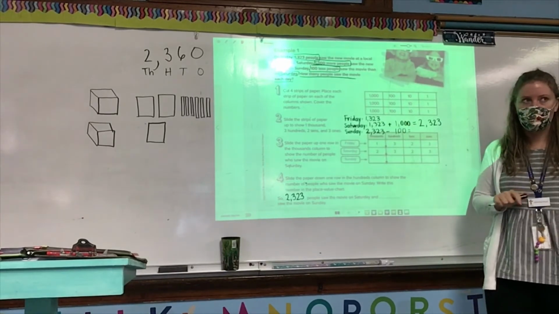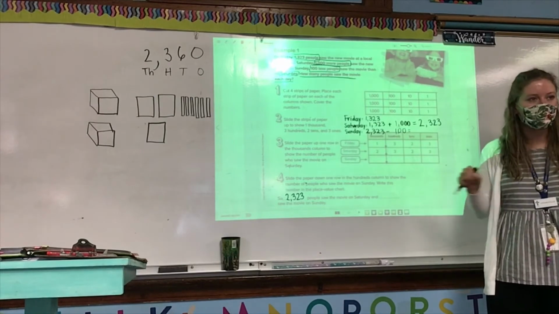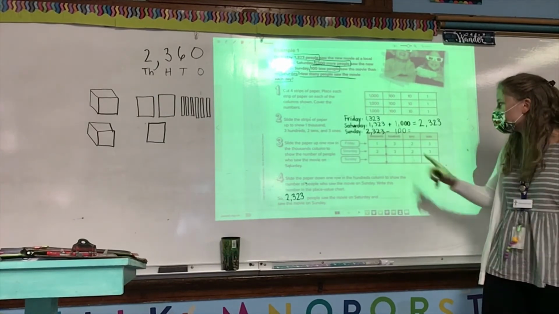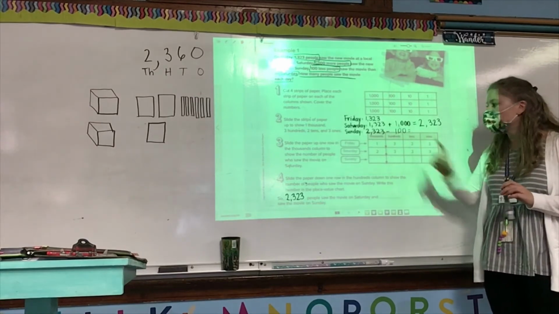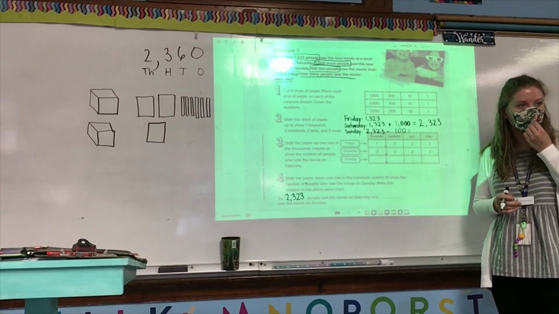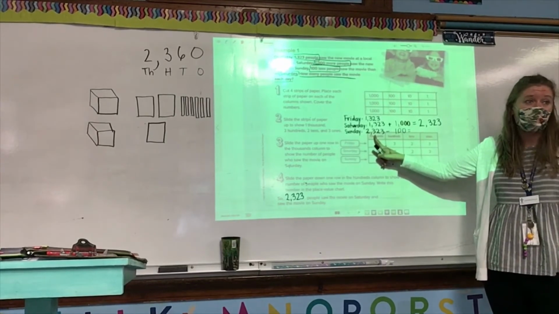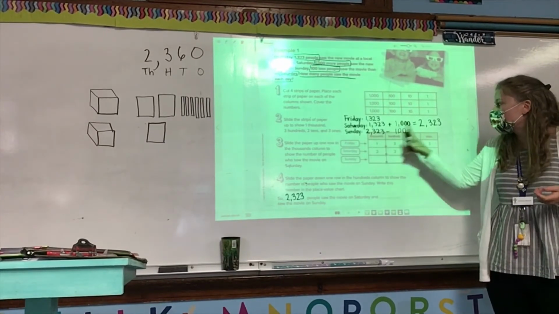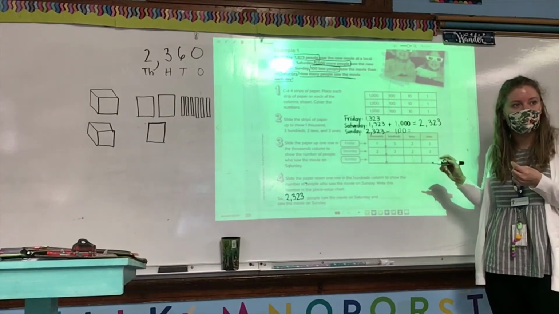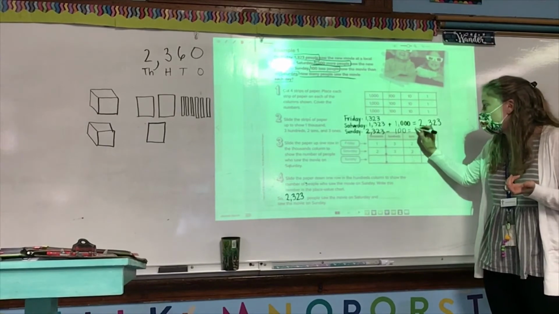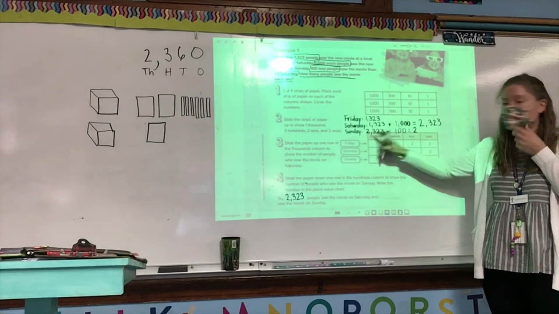Now, do we really need to set this up and down and solve it that way? No, because we know what place we're taking away from. The hundreds place. So is anything else going to change? No, not in this case. So how many thousands are we going to end up with? 2, because we're not taking away.